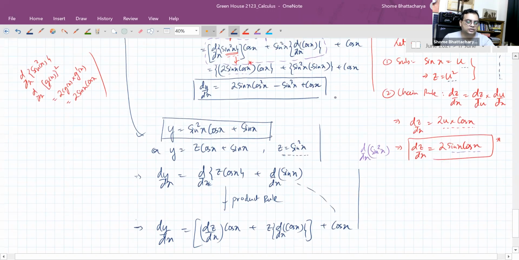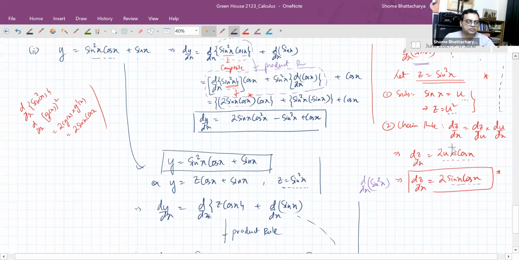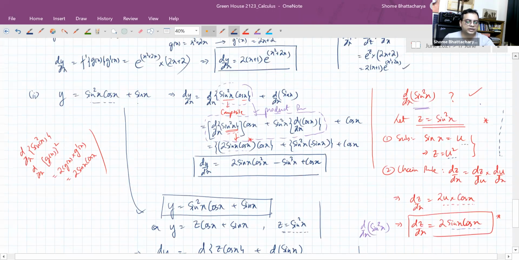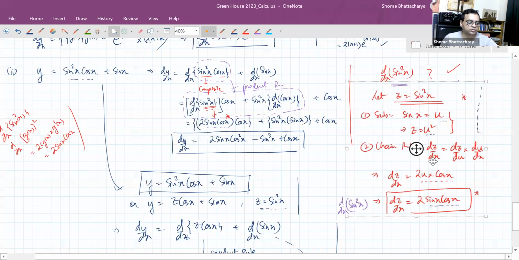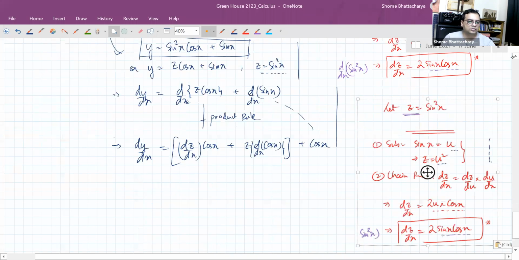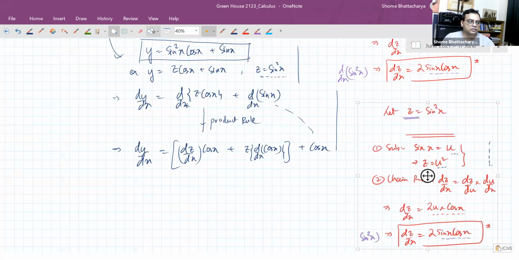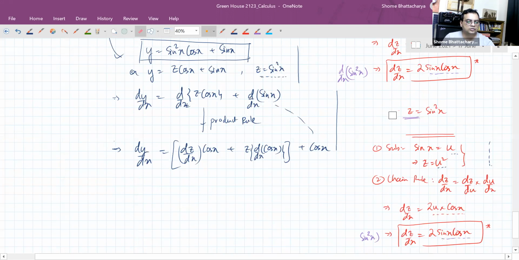This whole thing over here. Okay. z is sin square x. So how to differentiate z with respect to x? By using this chain rule. So for this differentiation, I'll use this step. So dz by dx is coming out to be how much? 2 sin x cos x.